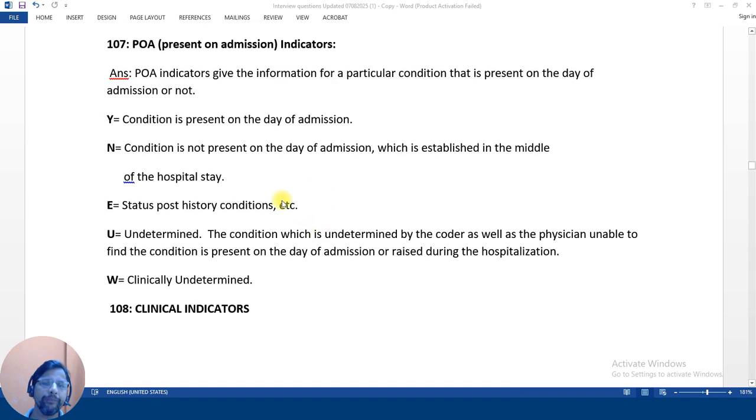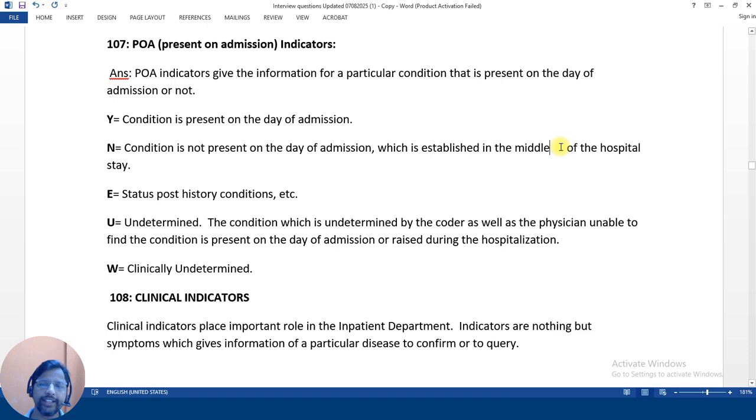Okay. So if you put Y in front of POA, you are telling the insurance payer that the patient has that condition. N means, for example, if you append N, the condition is not present on the day of admission, which is established in the middle of the hospital stay. So we are telling the payer that the patient did not have this condition on admission. Next one is E, status post history conditions.